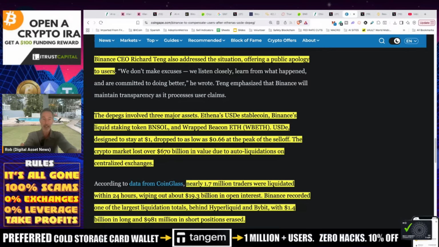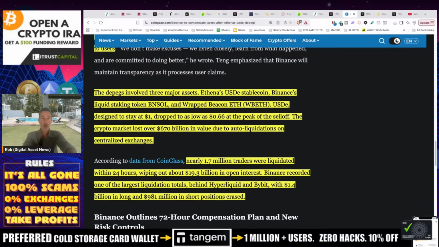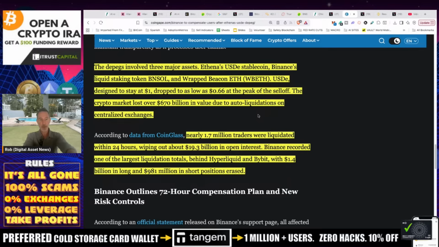And because of that, at the peak of the sell-off, the crypto market lost over $670 billion in value due to auto liquidations on centralized exchanges such as Binance and Coinbase. Nearly 1.7 million traders were liquidated within 24 hours, wiping out, this is where that number comes from, $20 billion in open interest. Binance, and pay attention to this one, recorded one of the largest liquidation totals behind Hyperliquid and Bybit, with $1.4 billion in long and $901 million in short positions erased.